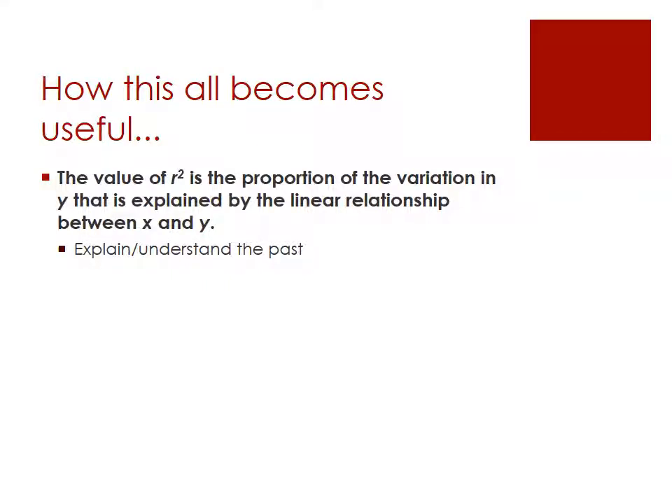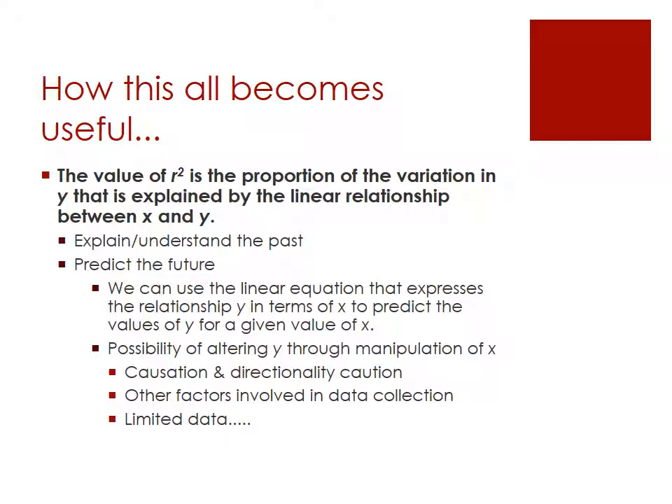Okay, now that we've been looking at correlations, let's take a few minutes to look at how correlations become useful for us and also how to think critically about using them so we don't make common reasoning errors drawing from correlations. So, the value of my r-squared is the proportion of the variation in y that is explained by the linear relationship between x and y. This allows us to explain and understand the past, and, when used appropriately, can also help us predict the future.